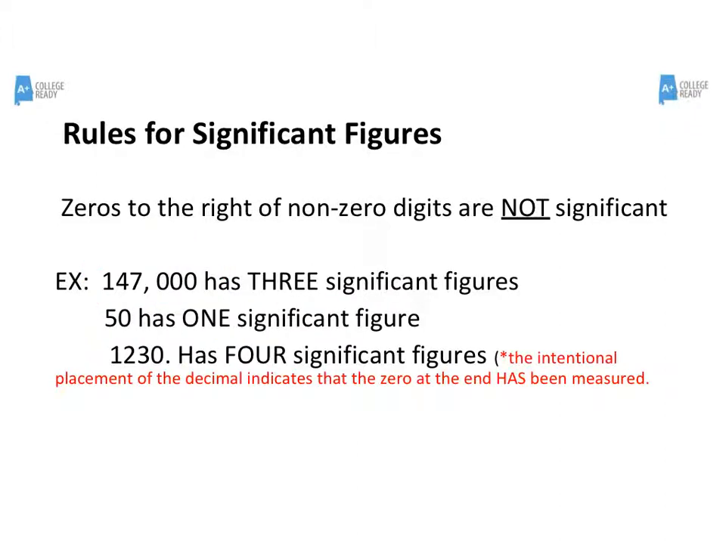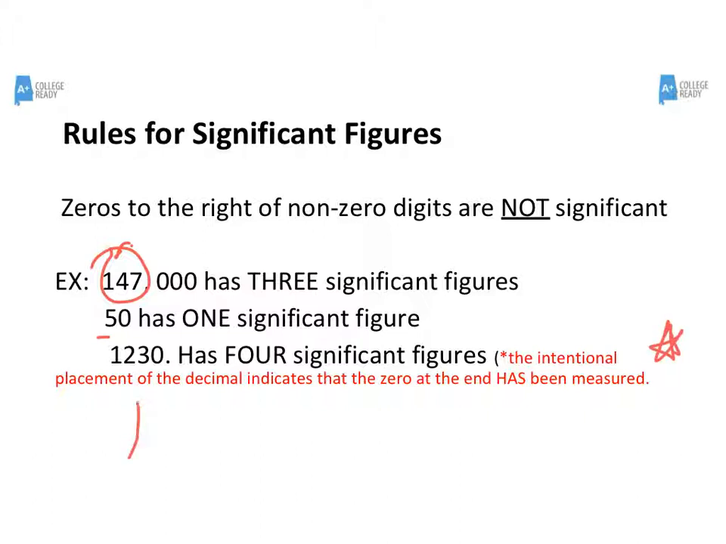Zeros to the right of a non-zero digit are not significant. For example, 147,000 has 3 significant figures. Only the 3 non-zero digits are significant. Zeros to the right of the non-zero digits are not significant. 50 has only 1 significant figure. There is an exception to this rule.